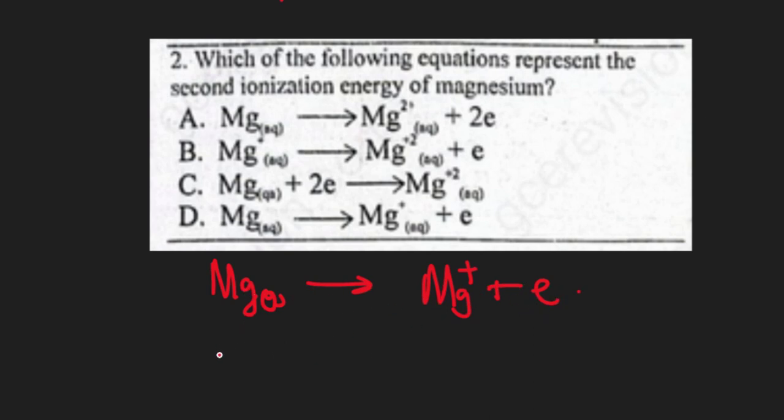Now when it undergoes second ionization energy, we have Mg+ and the second electron being removed to form Mg2+ plus another electron removed. So this is actually the second ionization energy of magnesium, from +1 to +2, and our best option is option B. Question 3. The half-life of protactinium is 28 days.